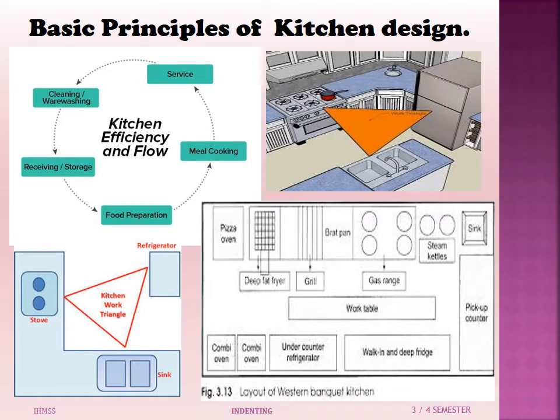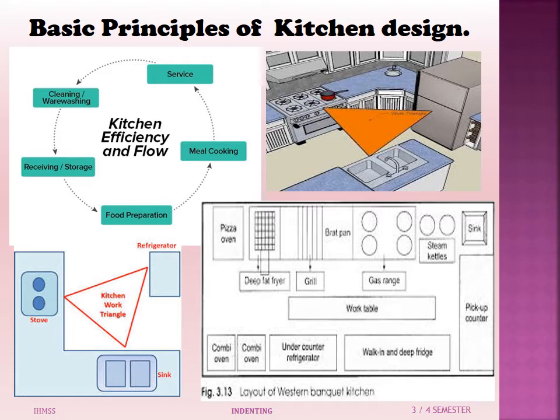Basic principle of kitchen design. Here are a few examples: kitchen efficiency and flow. The design we do is just a basic one, so that we meet kitchen efficiency and flow during the work in the kitchen. It will be in a cycle, for example from receiving or storage, food preparation, meal cooking, service, and cleaning and washing. So these are a few examples.